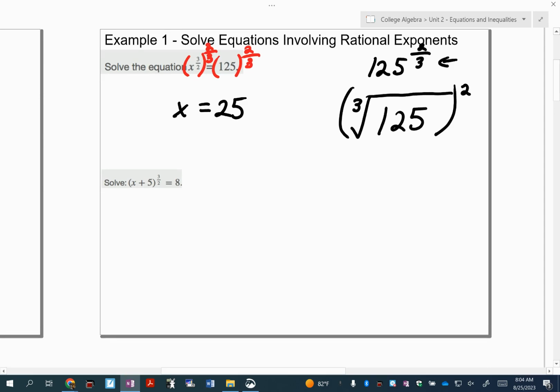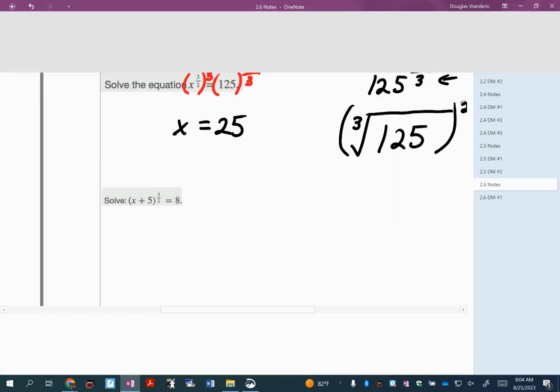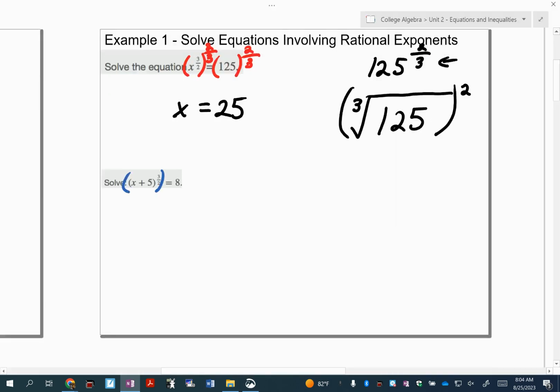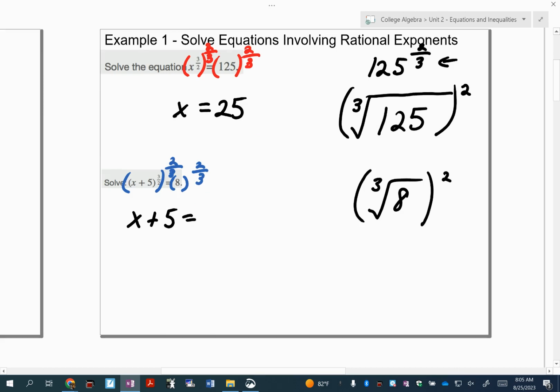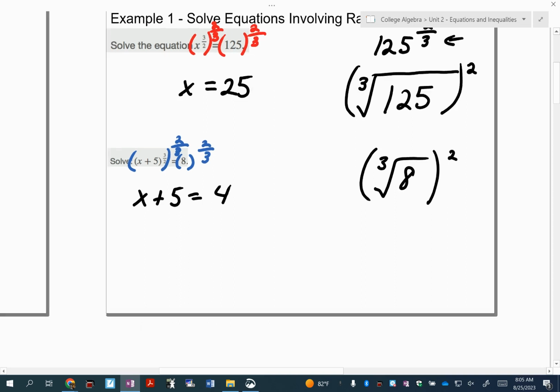All right, let's try this one. Same thing. I'm going to raise both sides to the reciprocal here, which is the 2/3 power. We know the left side is going to just be x plus 5. Let's do it again. Draw the 8 with a radical. The 3 goes on the index, and 2 goes on the outside. The cube root of 8 is 2. 2 squared is 4. Then to finish this, we move that 5 over with subtraction. 4 minus 5 gives us -1.